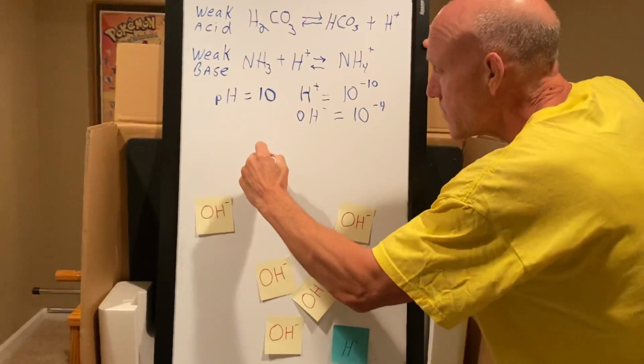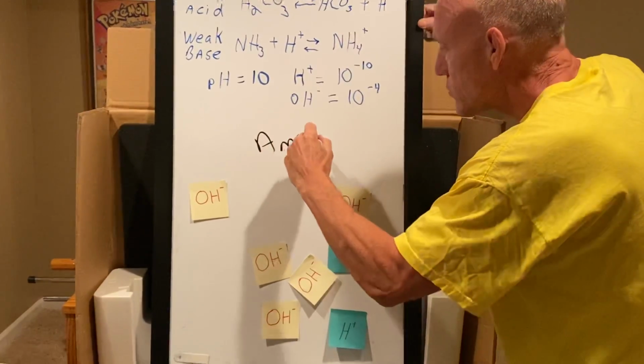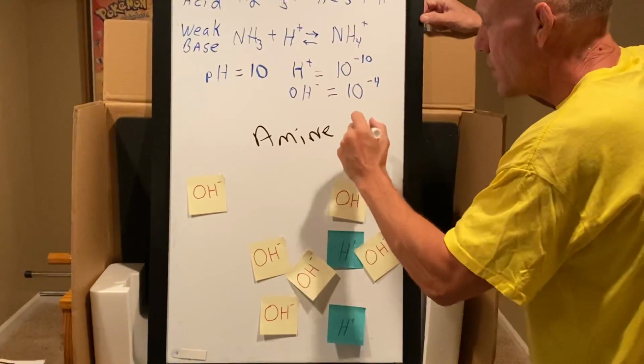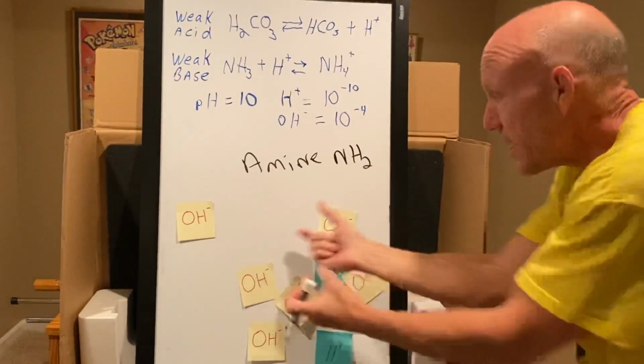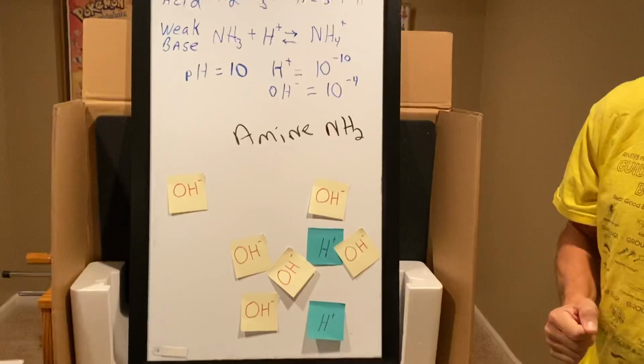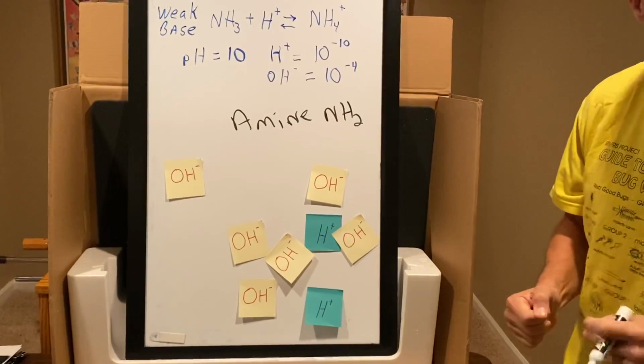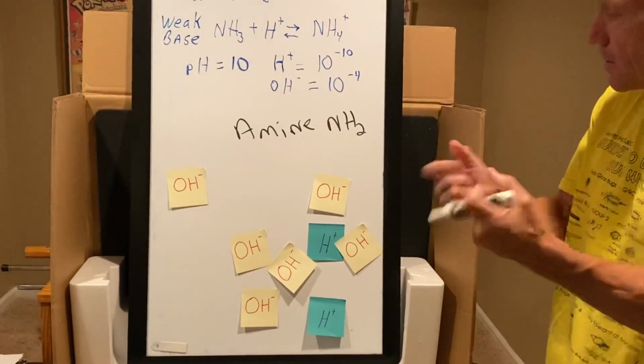How are we doing on time? 9 minutes. So this amine group has an NH2, and its job is to suck up hydrogen. I'm taking hydrogen out of the beaker. Basic or acidic? Basic.